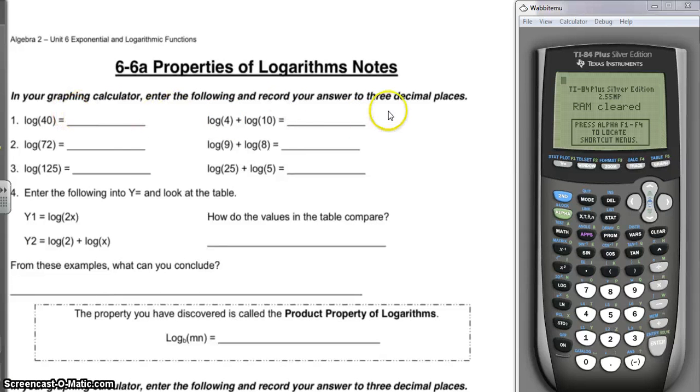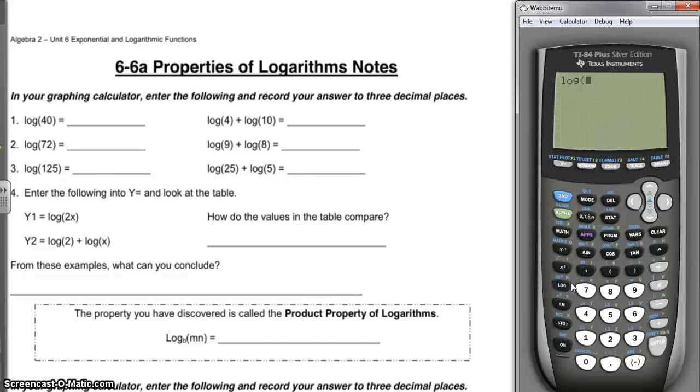So let's start with number 1. Log of 40. That would be 1.602. Always remember that I want you to round to the third number or 3 decimal places, so 1.602. Now let's try to find the other side, which is log of 4.